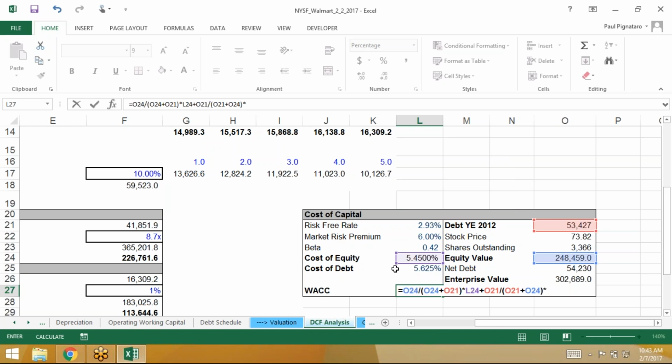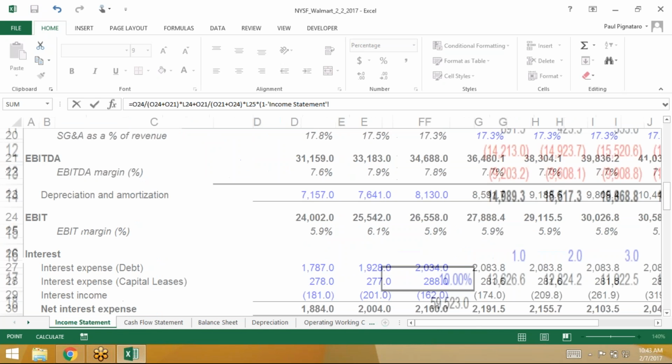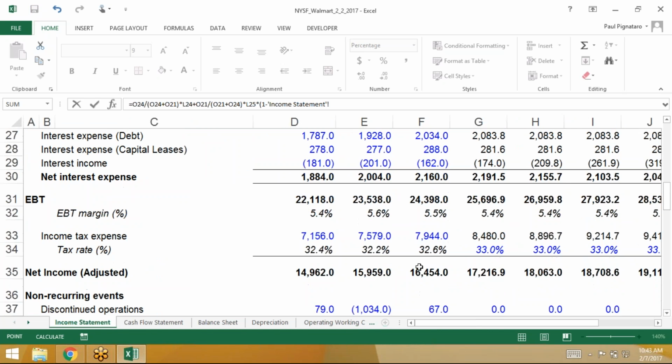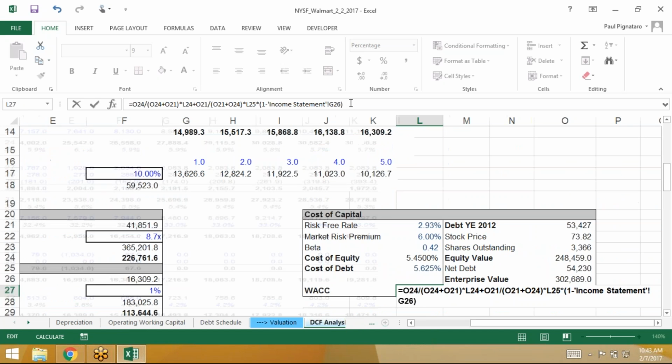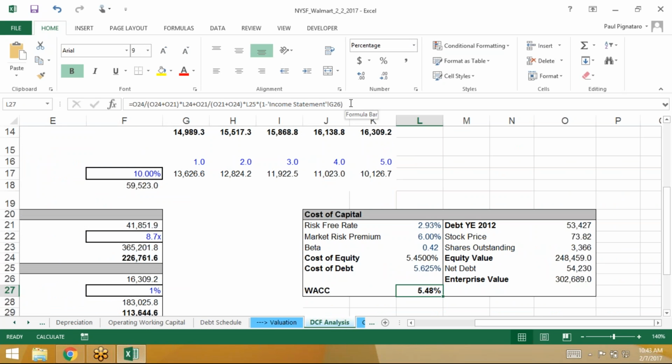Times cost of debt times 1 minus tax rate. And I'm going to go to the income statement and use, I don't remember if I used 33 or the 32.6. I mean, it's going to be 5 point, hang on.